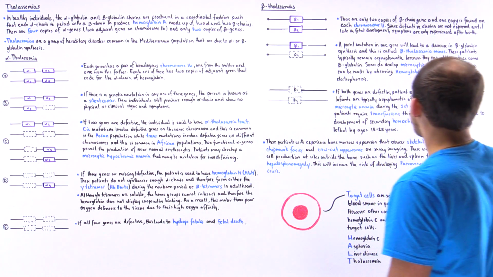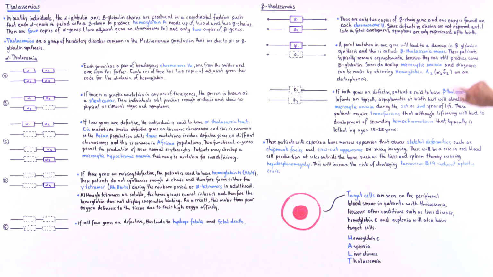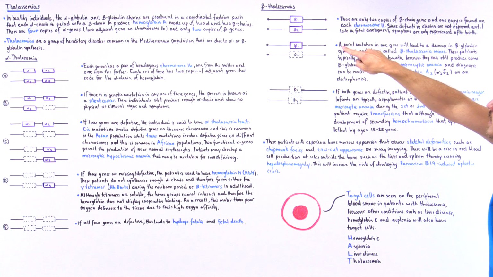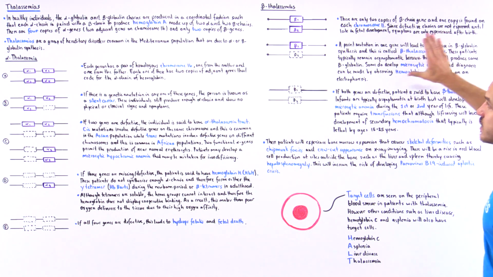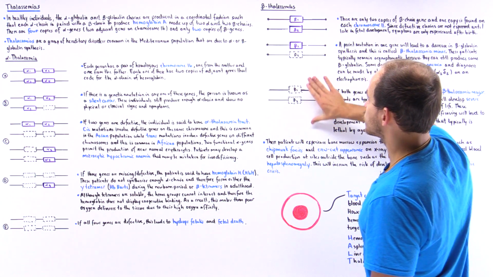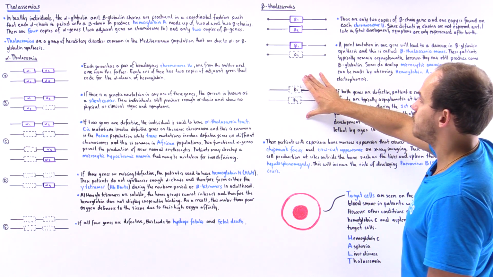And so that's exactly why, since defective beta chains are not actually expressed until late in fetal development, symptoms and signs of beta thalassemia don't actually arise until after birth. So we have 2 types of conditions. We have beta minor and we have beta major.